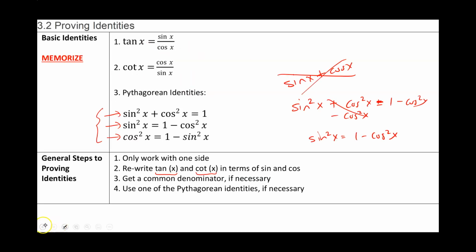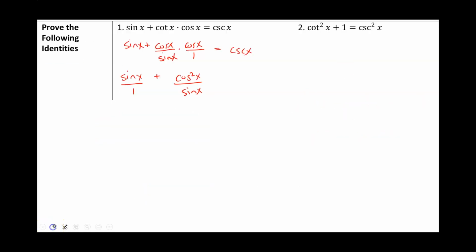Now the third step says get a common denominator. So between 1 and sine x, the common denominator is just going to be sine x. So I'm going to multiply the first fraction by sine x over sine x, so I can make this 1 into a denominator of sine of x. So then this gives us sine squared of x over sine of x plus cos squared of x over sine of x. And we still want to prove that this equals cosecant of x.